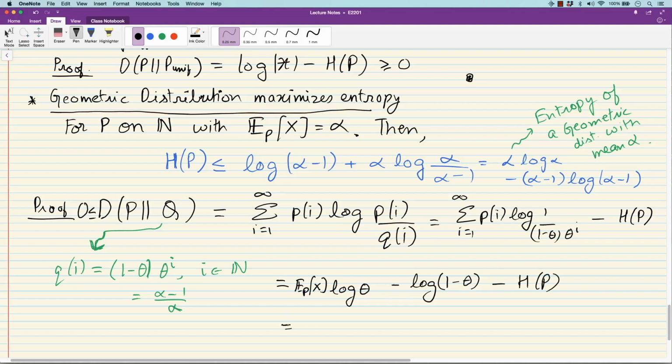So this we have already fixed as alpha times log, where theta is alpha minus 1 by alpha. Then there's a minus sign, and minus log of 1 minus theta. What is 1 minus theta here? It's 1 minus (alpha minus 1) by alpha, so 1 minus theta is 1 by alpha.